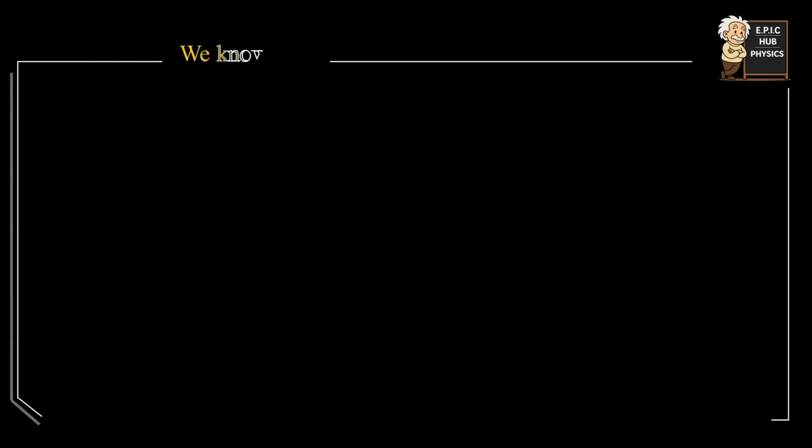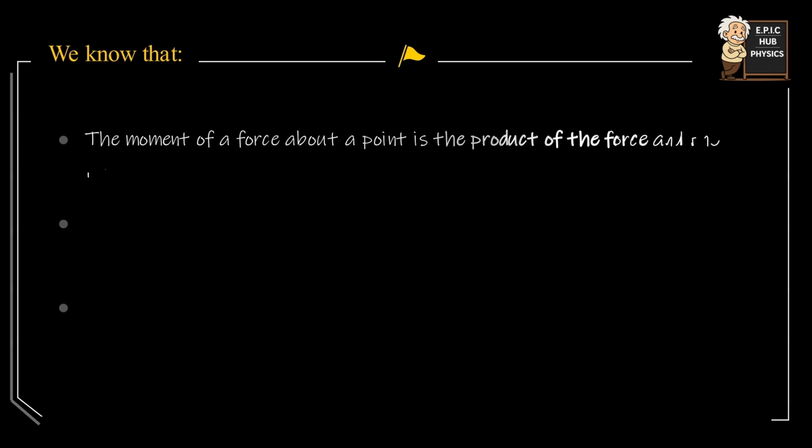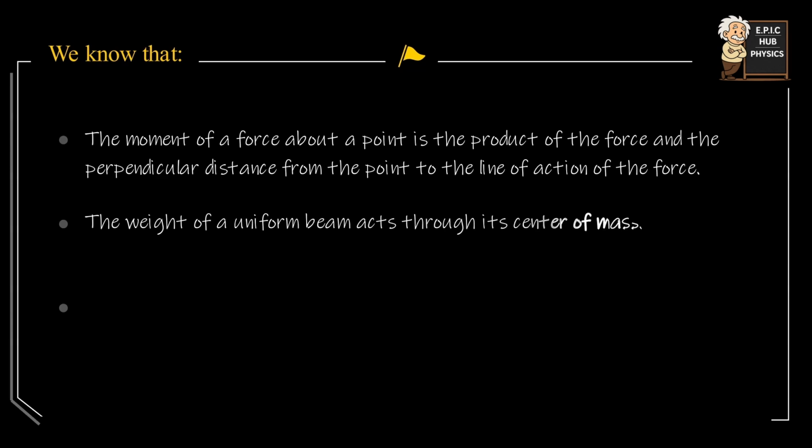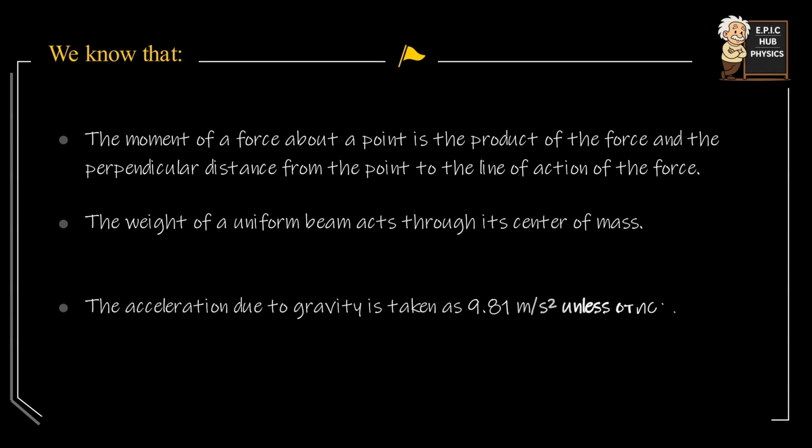As we can see, this is a problem on moments of forces. We know that the moment of a force about a point is defined as the product of the force and the perpendicular distance from the pivot to the line of action of the force. We also know that the weight of a uniform beam acts through its center of mass. Finally, unless stated otherwise, the acceleration due to gravity is taken as 9.81 meters per second squared.